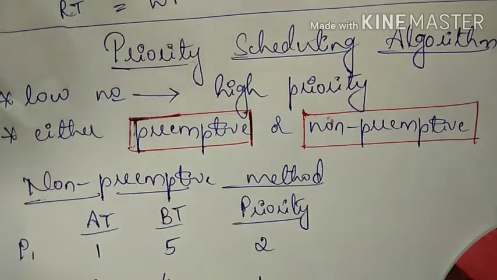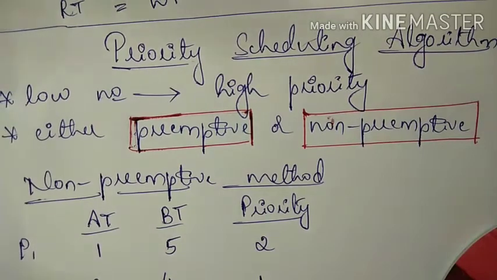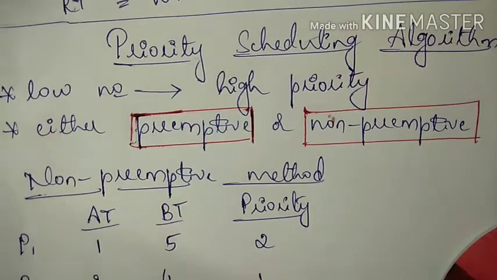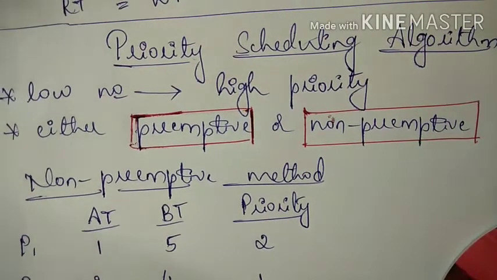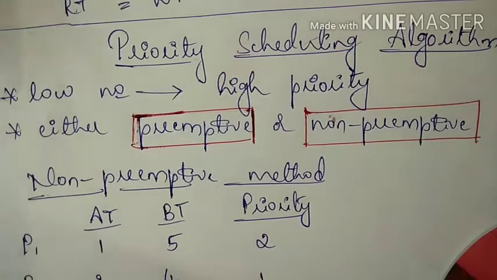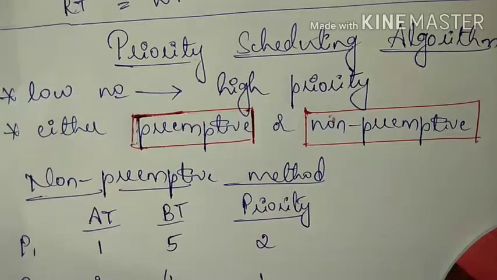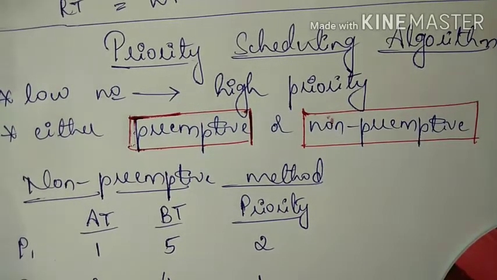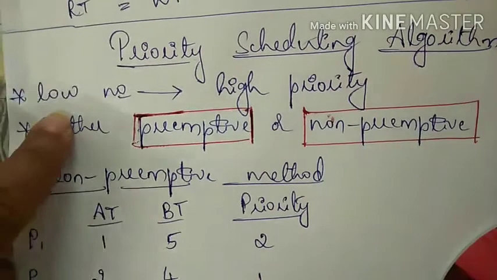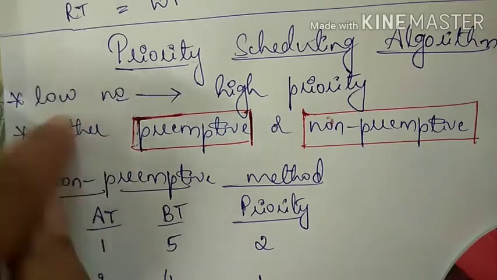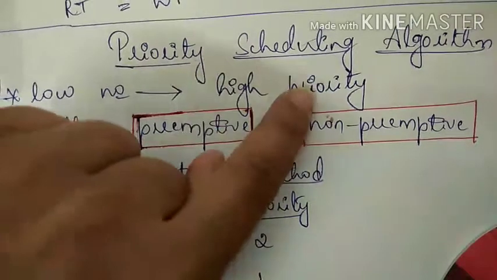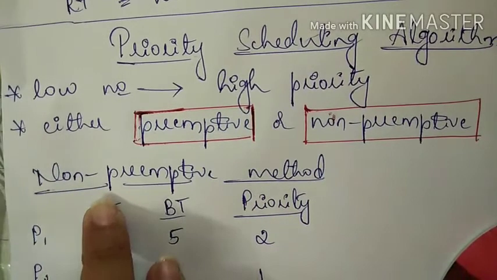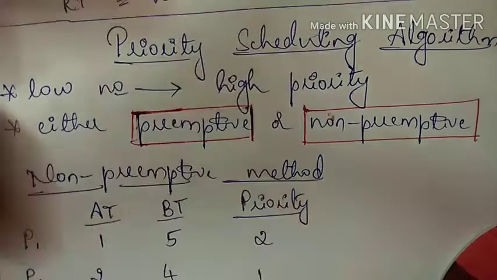Non-preemptive method in the sense, once the CPU has been allocated to a process, the CPU cannot be removed from the process unless and until the process voluntarily relinquishes the CPU or it has finished its execution. Correct? Okay. So as we already know, low number indicates high priority. So let's take an example which is implemented using the non-preemptive method.